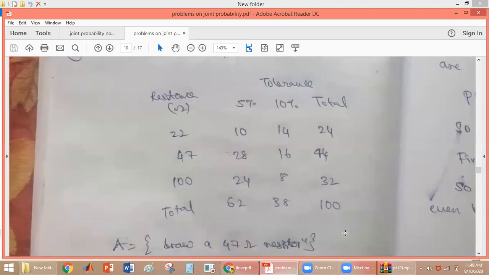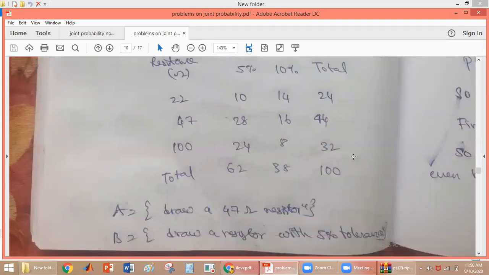Okay. So see this problem. Here it is given the resistance values, okay, and their tolerance. This problem we have discussed already. Okay. So how many resistance we have totally? 22 ohm resistance are 24, 47 ohm resistance are 44, 100 ohm resistance are 32. Total number of resistance is 100. Okay. And resistance with the 5% tolerance we have 62. The resistance with the 10% tolerance we have 38.